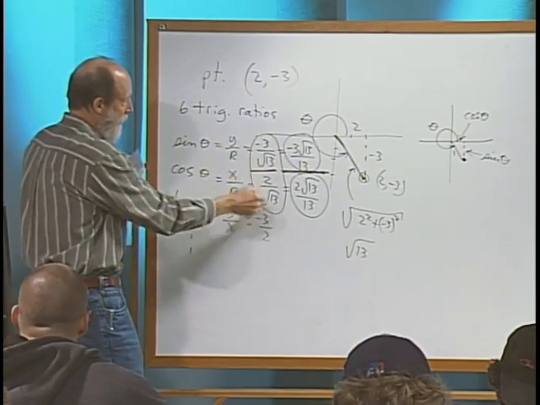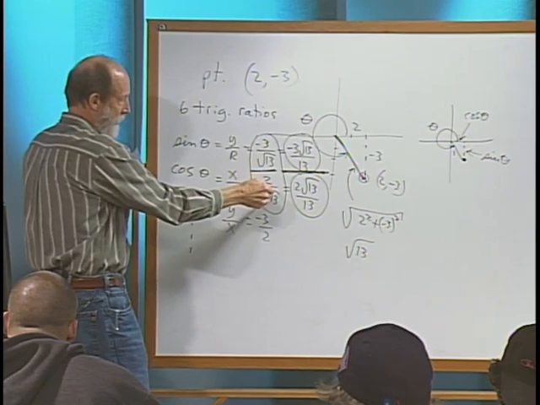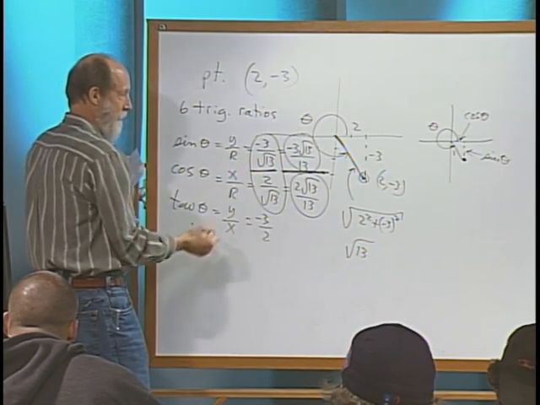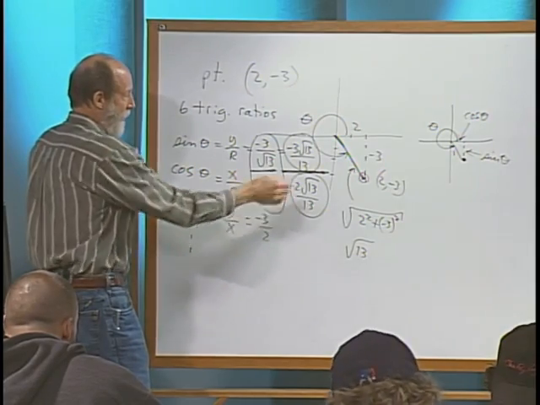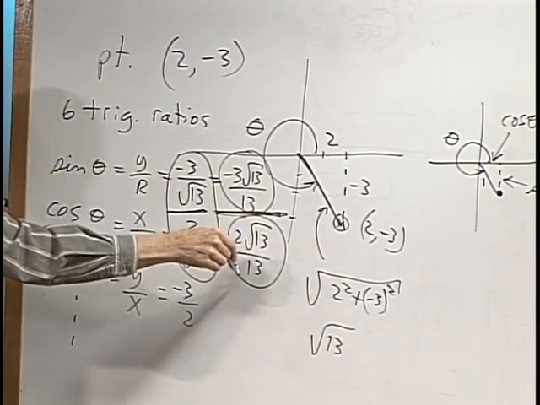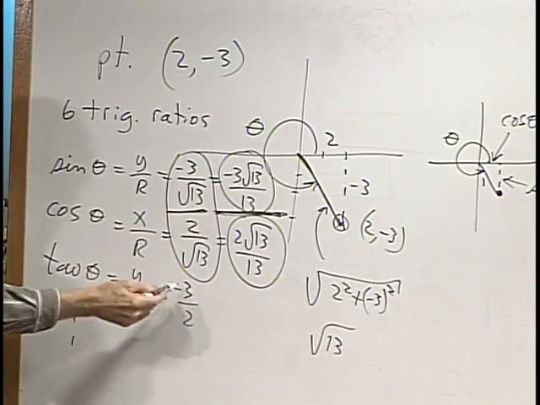You see here, look at this mess. If you multiply the numerator here and the denominator by radical 13, you'll lose it, and you get the minus 3 over 2. In a similar fashion over here, you see radical 13 over 13 reduces out numerator and denominator, and you get minus 3 over 2, or just y over x.